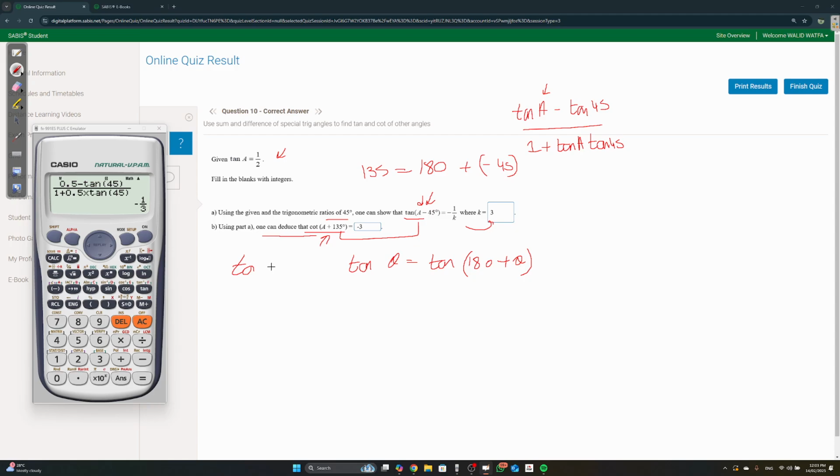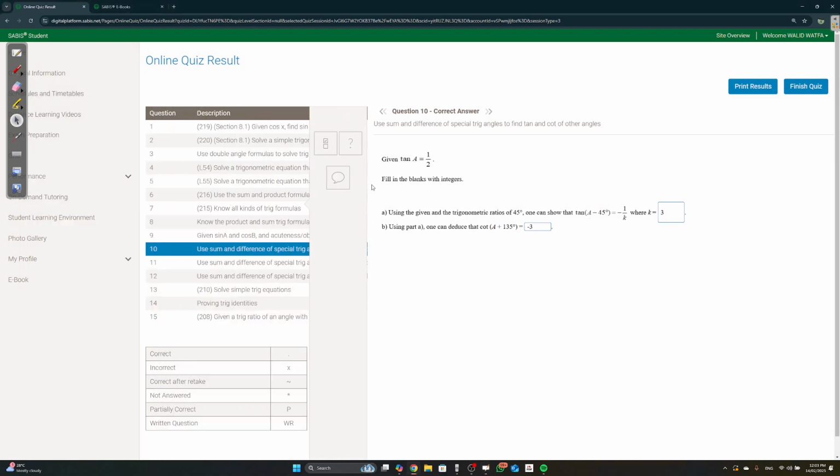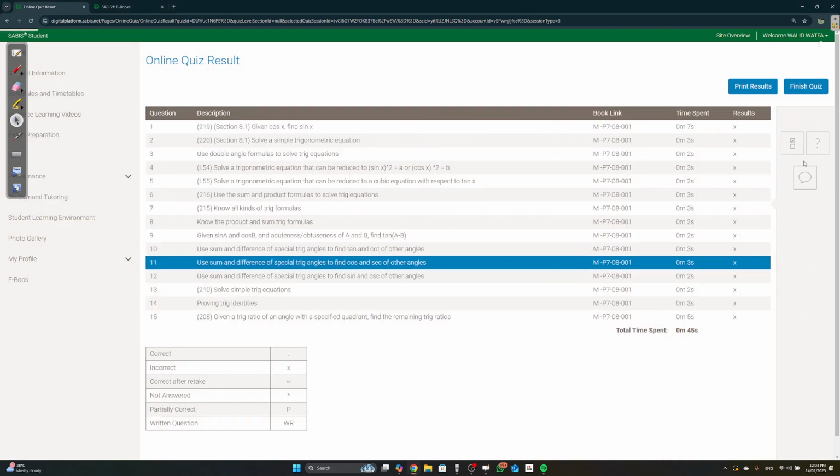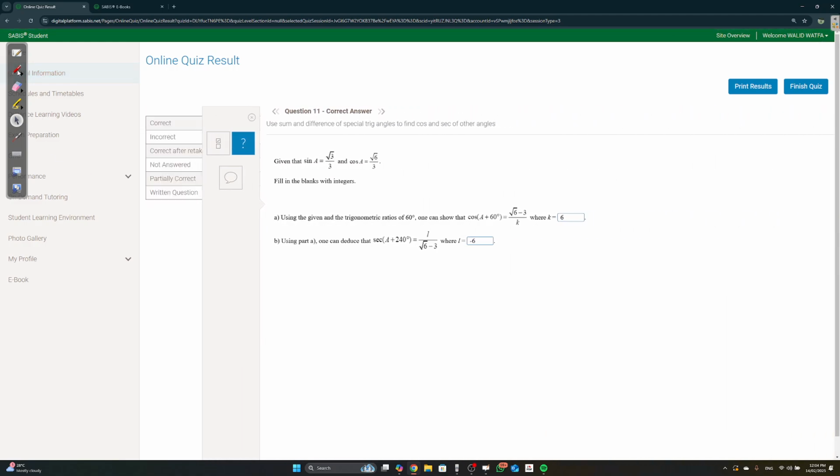So tan of A minus 45 is equal to tan of A plus 135, which we found as negative 1 over 3. But why is it negative 3? Because you're saying cotan. So what's cotan? Cotan is equal to 1 over tan. So it's going to be 1 over negative 1 over 3, which is just negative 3. Really, these questions are not that ugly. I like them. Question 11.